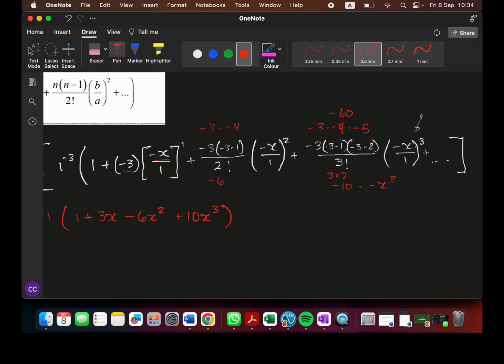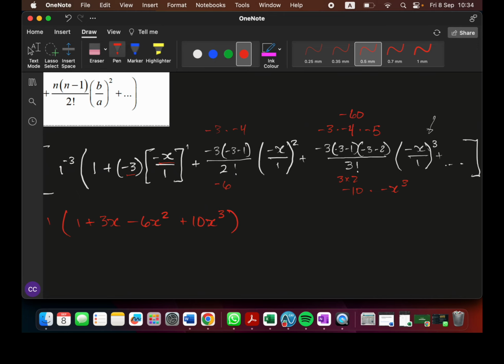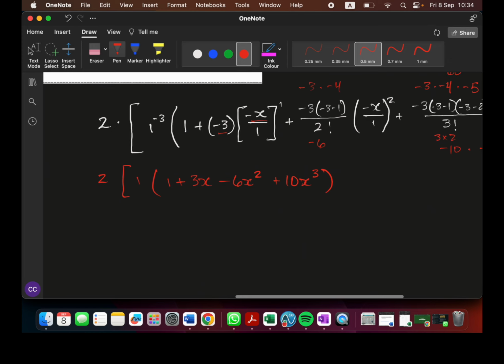cubed. So if I wanted to keep simplifying this, I totally could, and this would just turn into 2 plus 6x minus 12x squared plus 20x cubed, and obviously that would keep going, but that would be my overall simplification once we get that. I hope that helps.